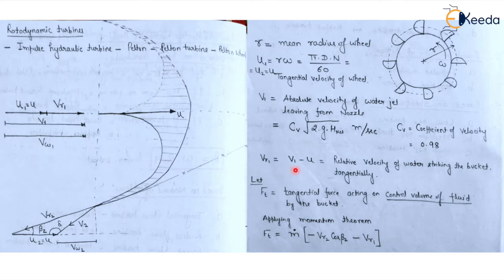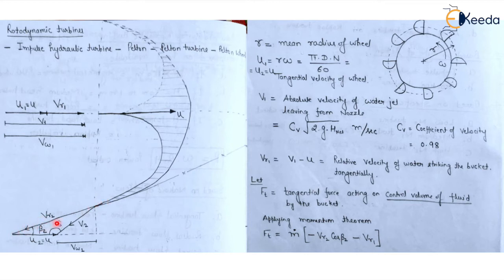VR1 is equal to V1 minus U. This one is the relative velocity of water striking the bucket tangentially. Let Ft be the tangential force acting on the control volume of fluid by the bucket. According to the momentum theorem, the tangential force will be the change in momentum, that means final momentum minus initial momentum. Final momentum is the mass flow rate into the change in velocity, that means change in velocity in the x direction we will see.